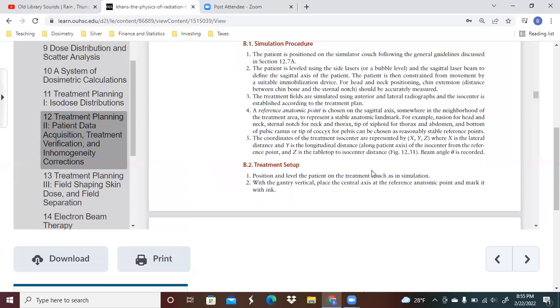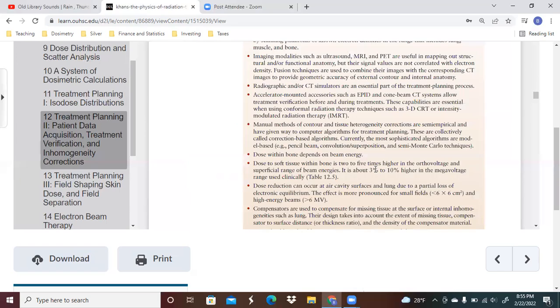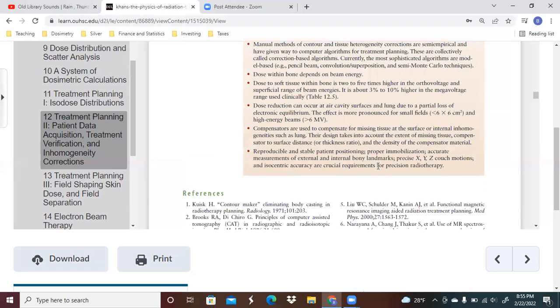So this is a type of setup that you can rig in order to accomplish that. Other things that you probably run across there: vac bags, alpha cradles, a knee sponge, things of that sort, to try to make sure that you can line up the patient in the same position every time. And so that's what that's about.